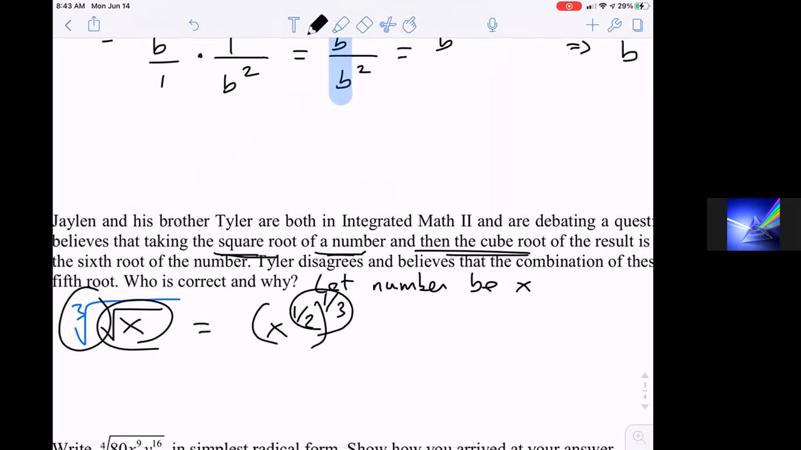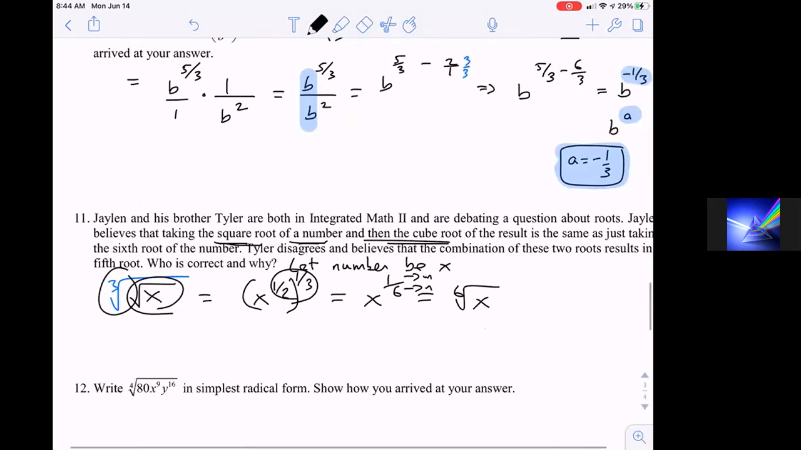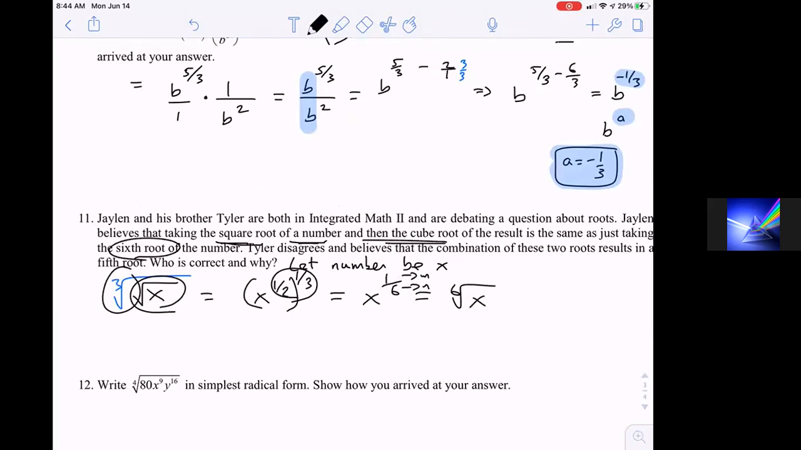What do we do with a power to a power? We multiply. It is x to the 1/6 power. m is the 1, n is the root. This is the 6th root of that number. Right? Jalen is correct.